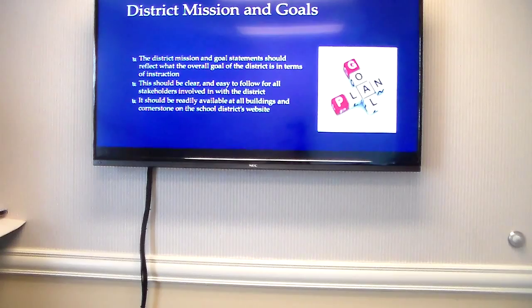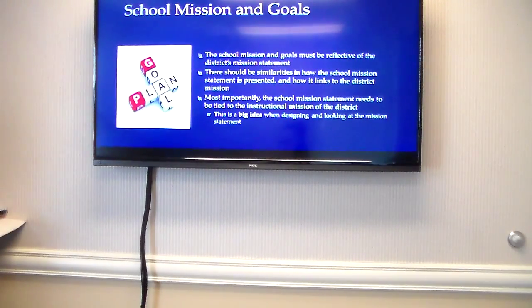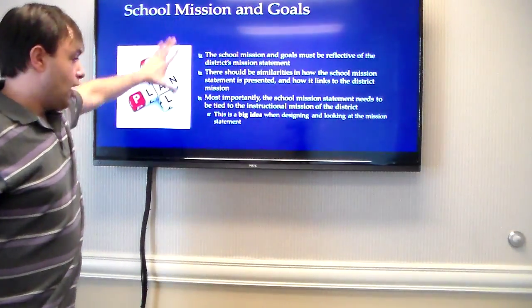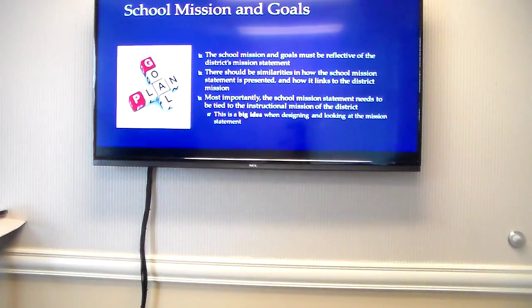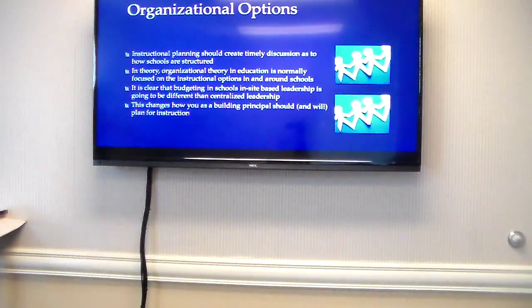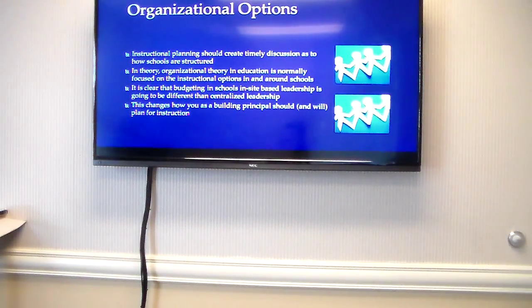All of this should be available at any buildings or on any of the school's websites. The school missions and goals should be reflective of that district mission, so those individual sites have to reflect it. There should be similarities, and there should be a mission statement specifically for each school that's tied to the instructional mission of the district. So those should be separate. You should not have one mission statement that works for both the district and each individual building. They should be separate. So when you do planning, the idea really is to use planning to figure out what the structure of schools looks like and how it should be interpreted.